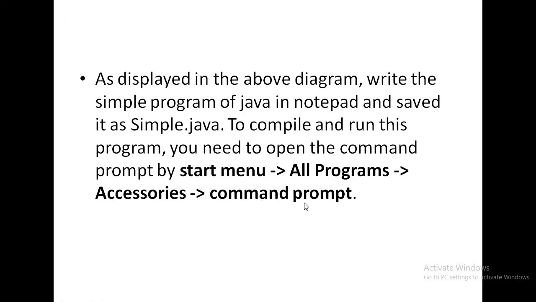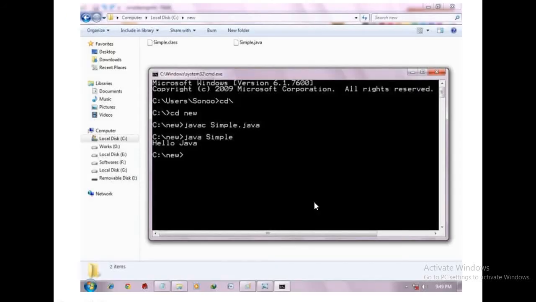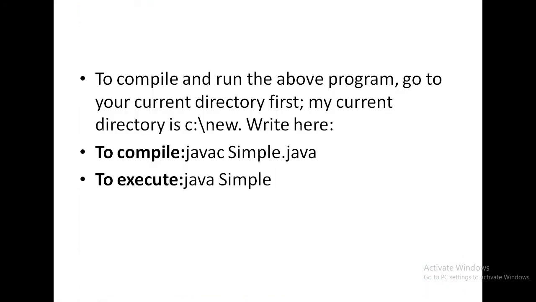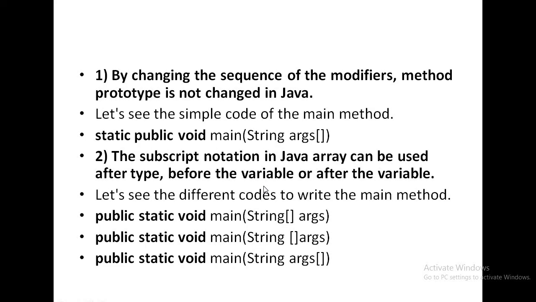After writing the Java program, open the command prompt. In the command prompt, type the command javac Simple.java for compilation and java Simple for running, for execution. To compile and run the above program, go to your current directory first. Current directory means where you saved the program, in D drive or E drive. Then to compile the program, javac Simple.java, and to execute it, java Simple.